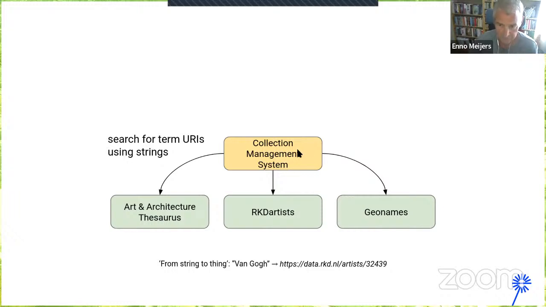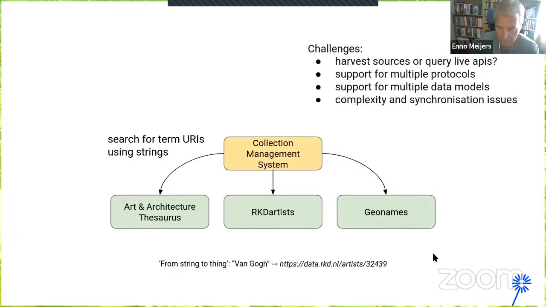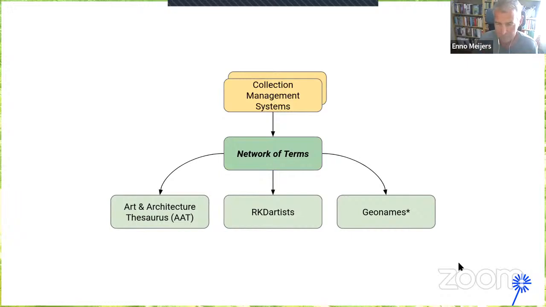It can be done through the collection management system, and you can think of a situation where you maybe aggregate all the different sources into your system, or where you build APIs to each source. But in the end, it becomes a very hard job to do so, especially when you have multiple sources. So you have to deal with different protocols, you have to deal with different data models, and of course you need to think about maintaining the complexity or synchronization with the sources. So in order to solve this problem, we developed what we call the network of terms, which is basically one single API to all the different sources available in the network.